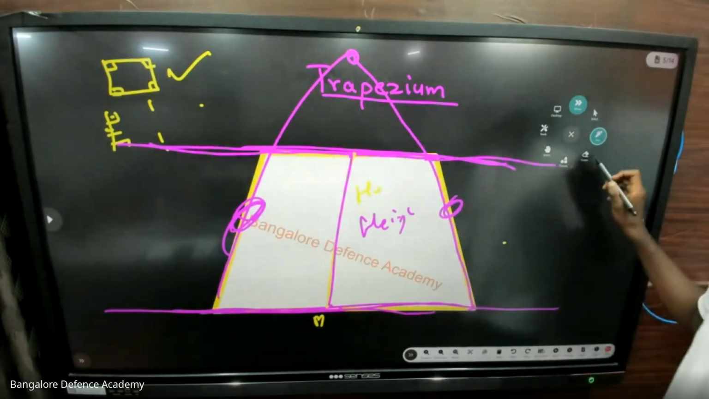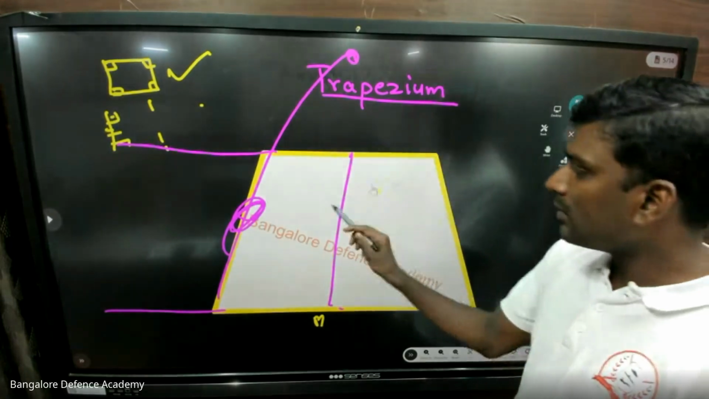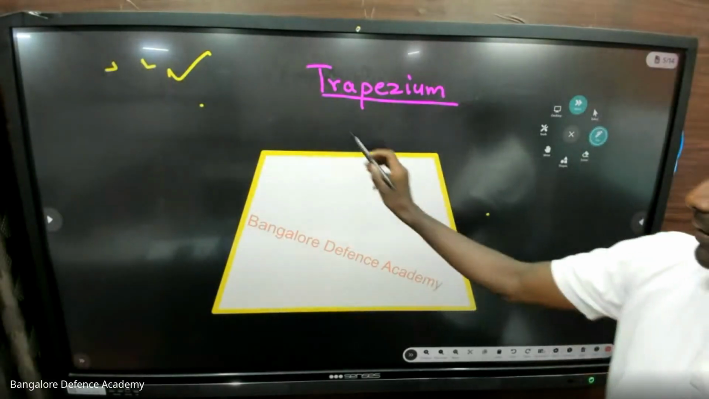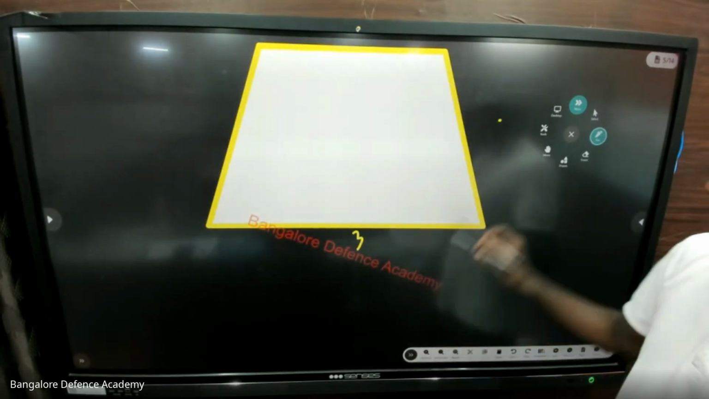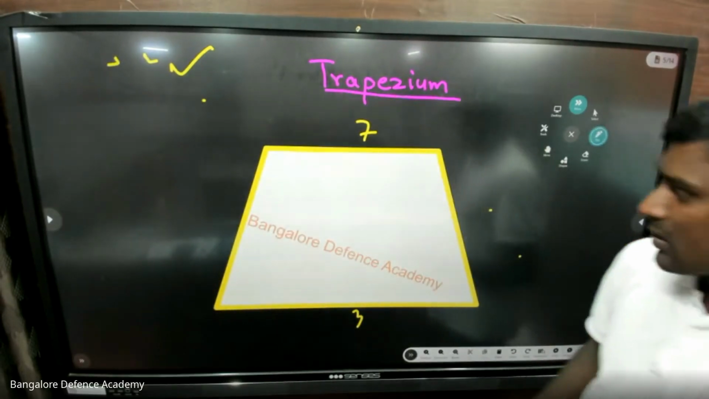Now, what happens in your problem solving when it comes to a trapezium? They will give you this distance. They will give you distances, that is, this is 7, this is 3. They will give you something like that, so you have to do the question. So write down the area of a trapezium. The first formula here.